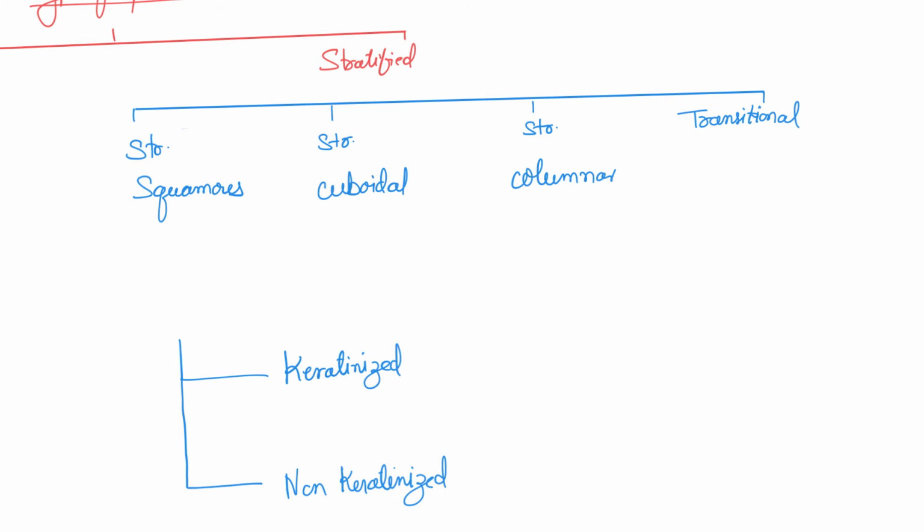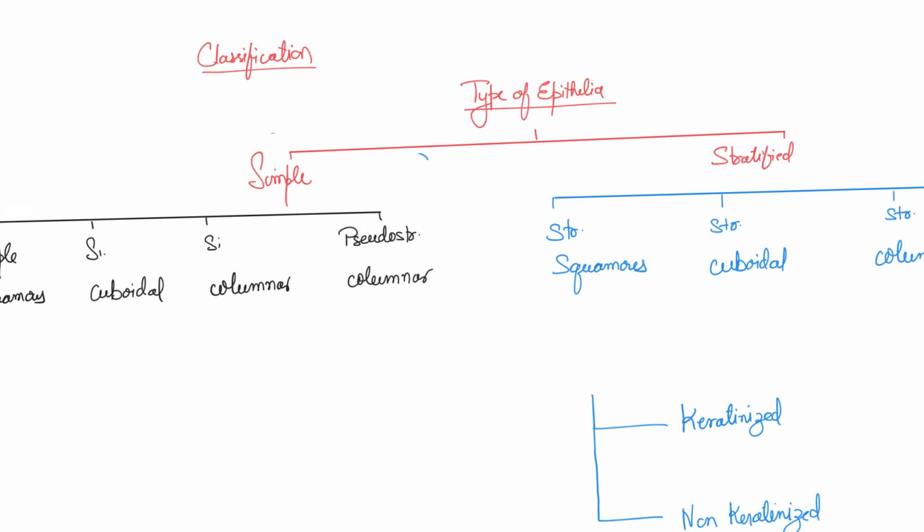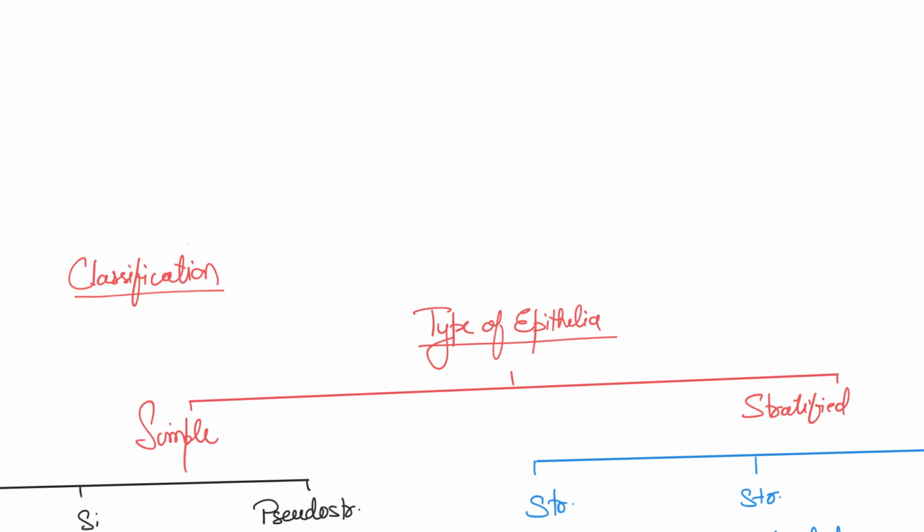Also, stratified squamous could be keratinized or non-keratinized. What does that mean? Don't worry about it. Your skin is keratinized. It has the dead protein keratin, and there's non-keratinized squamous as well. We'll talk about that. Okay, so our job is to do two important things.